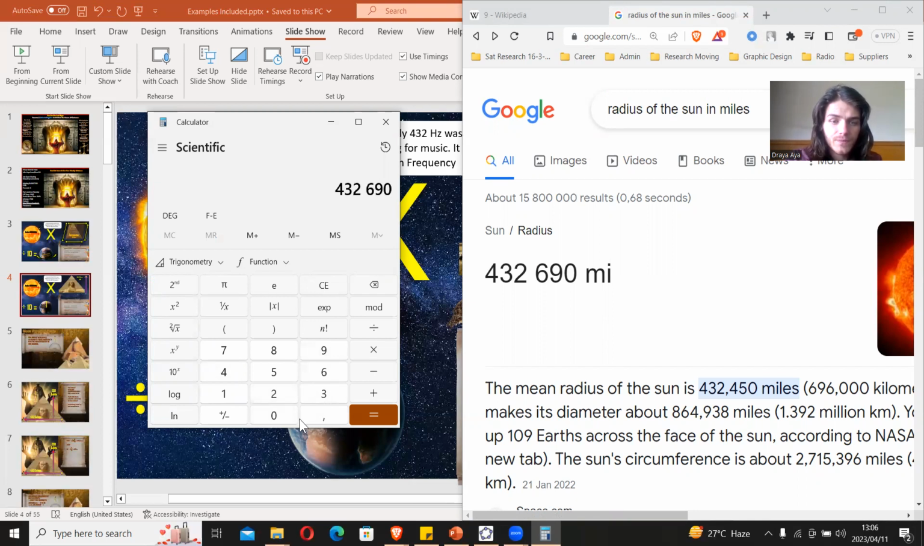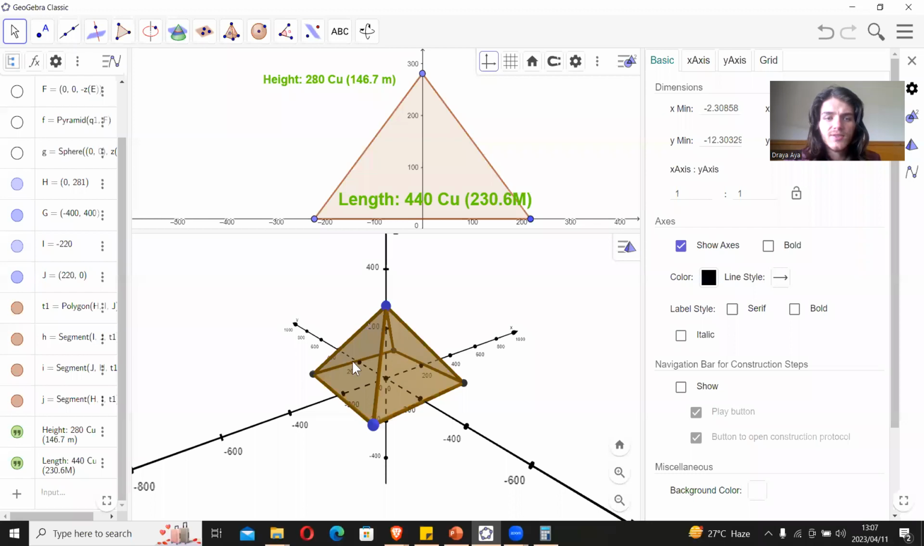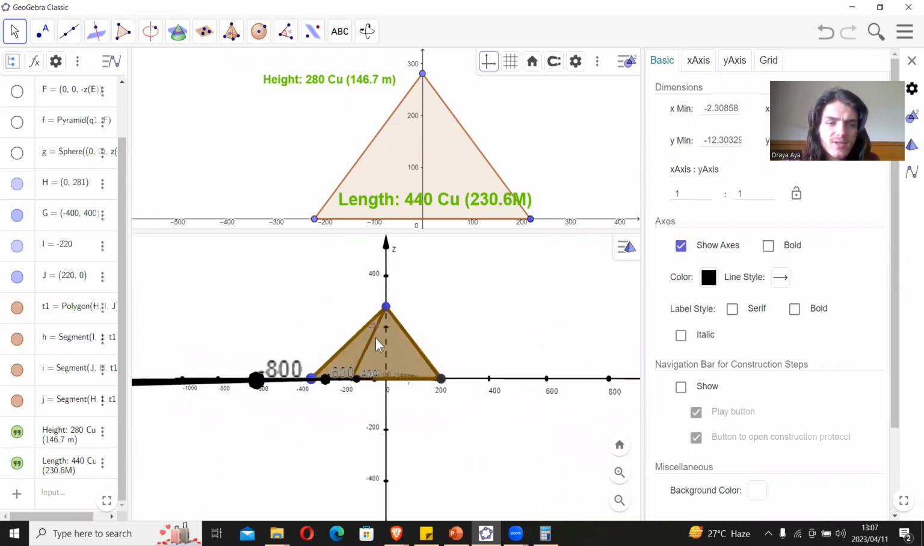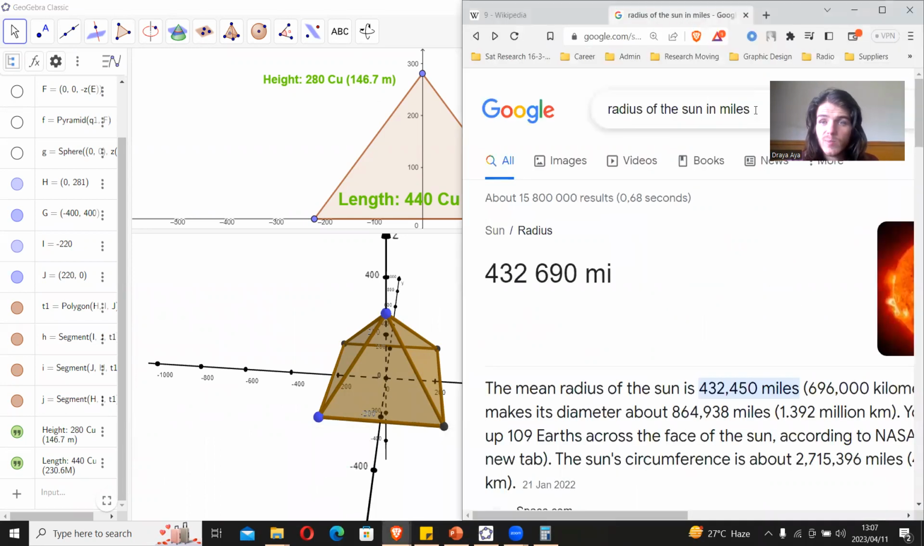432,690. Okay, and then we're going to multiply this by the height of the Great Pyramids, as you can see here. Well, how high are the Great Pyramids? Here's a 3D model with all the proportions of the pyramids I did for a course that I teach on how to build 3D designs and stuff like that. And I reference the pyramids a lot because there's a lot you can learn from them. But the number I work with for the height is 146.7. Let us go prove that that's true, that it is in fact 146.7.